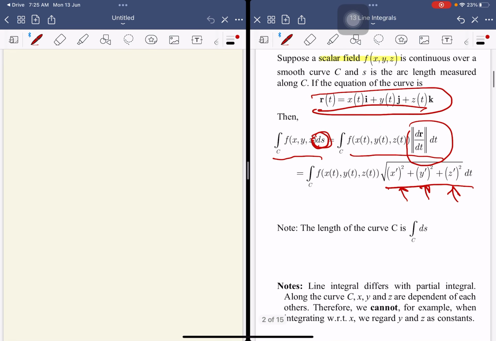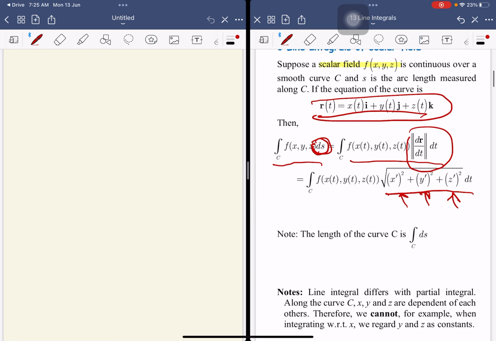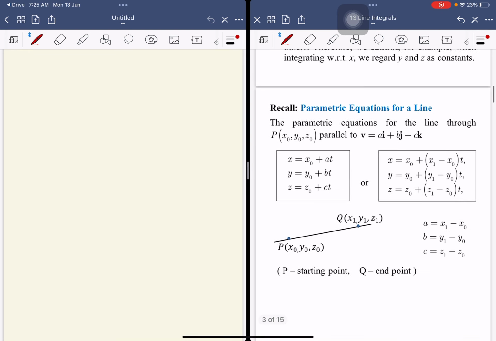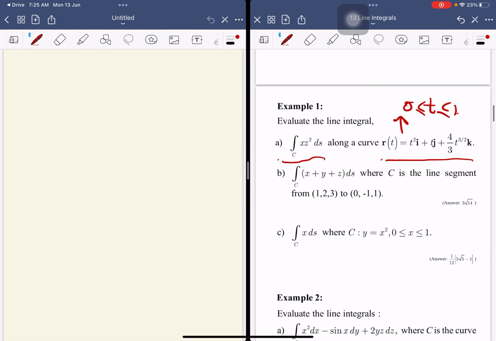For example, let's look back over here. This is going to be a definite integral, so you're supposed to have the range for t, because now instead of ds we have changed to dt. So you need to have the limit for t. This should be given together with this one, so let's take a look at how we can solve this.